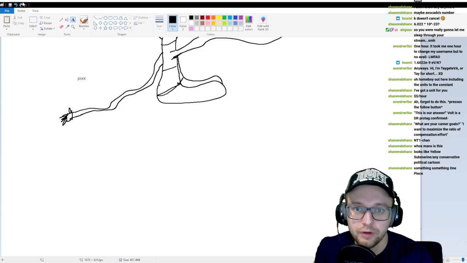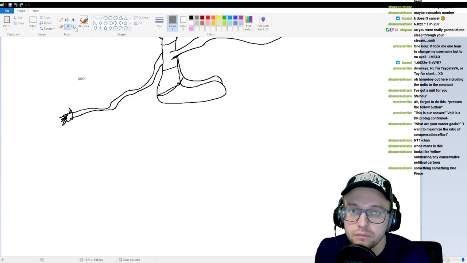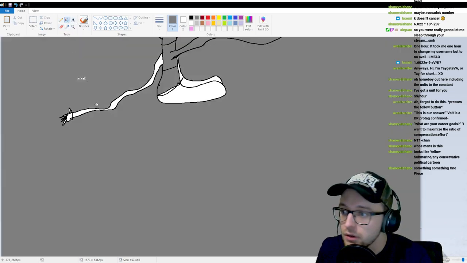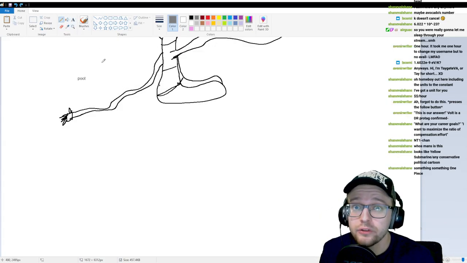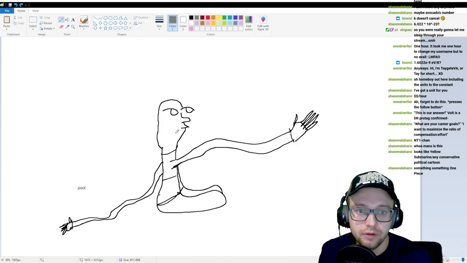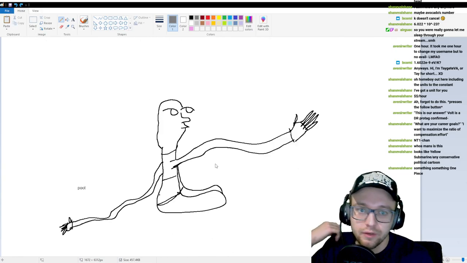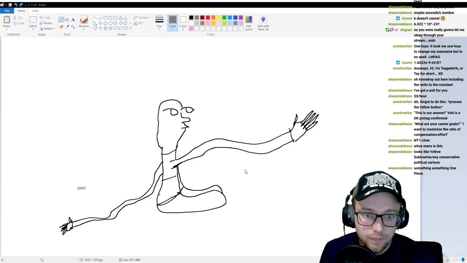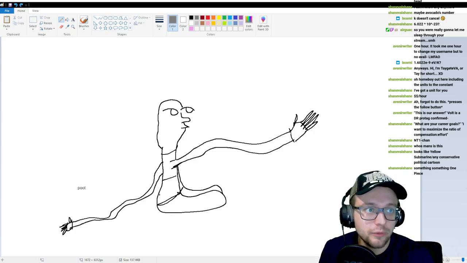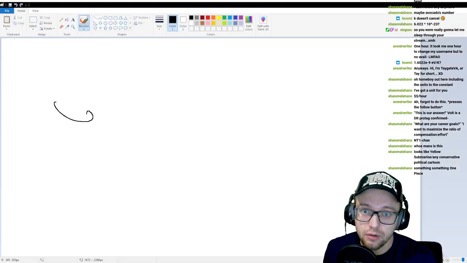Alright, cool. So that worked. So why isn't my drawing tool working? Not sure why that's not working, but whatever. I guess that's our character. Save as 11.4. And I'm gonna close Paint and open it again so that way maybe it'll work again. Cool.